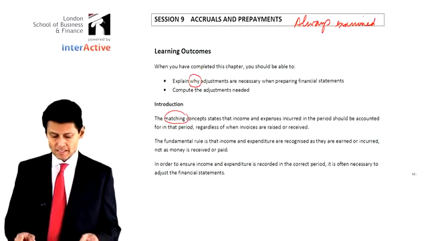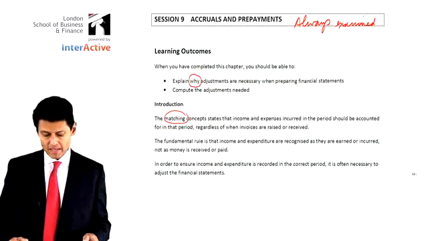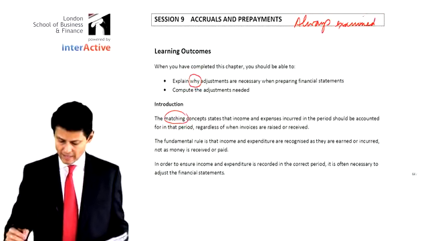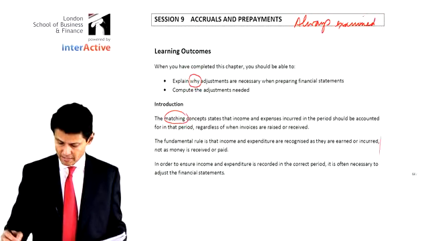The fundamental rule is that income and expenditure are recognized as they are earned or incurred, not as money is received or paid. Can I just say, this is something to learn by heart.